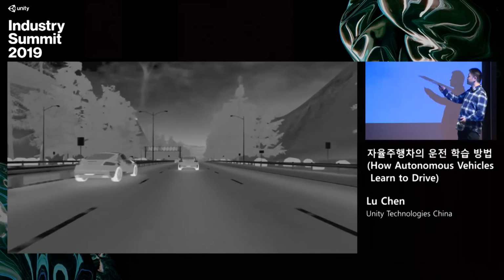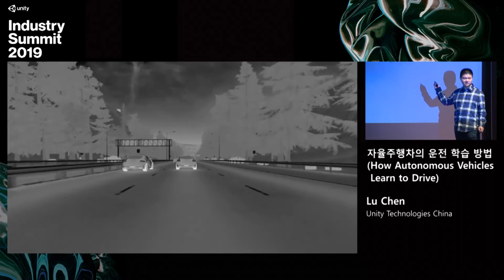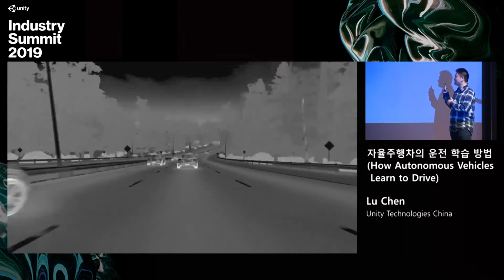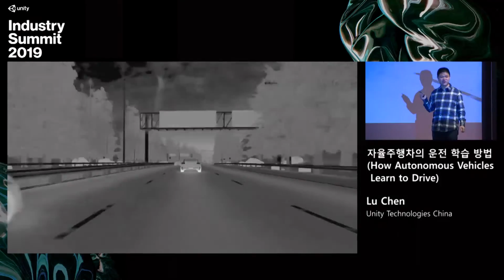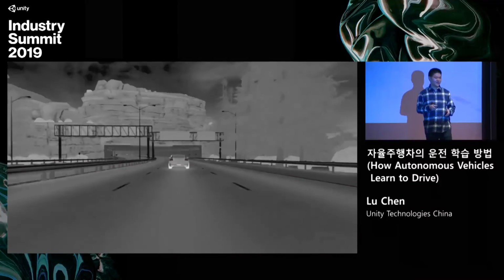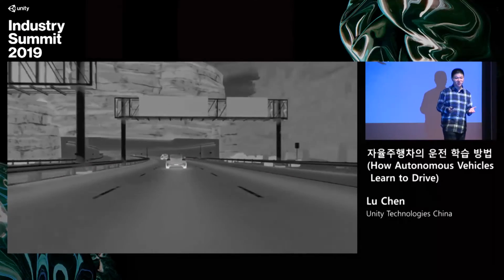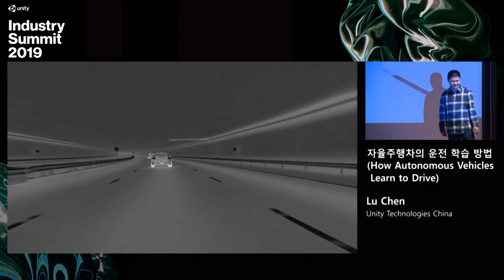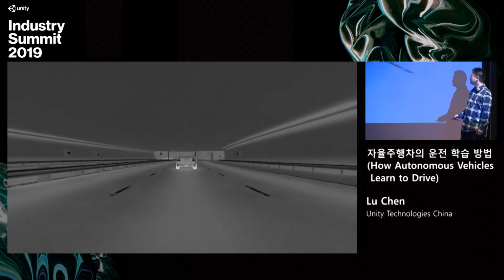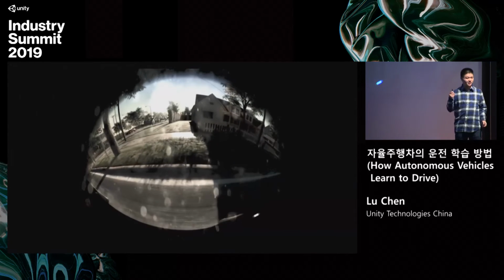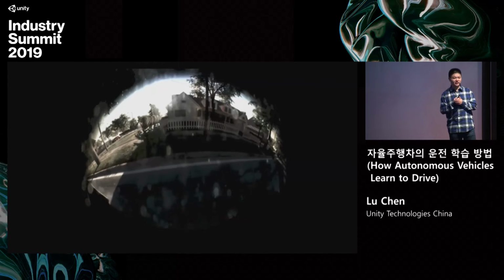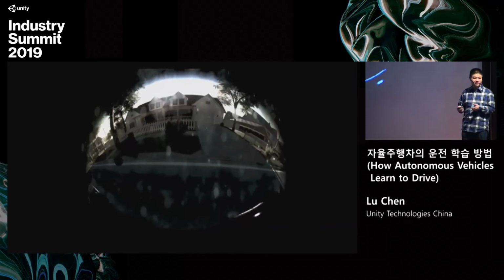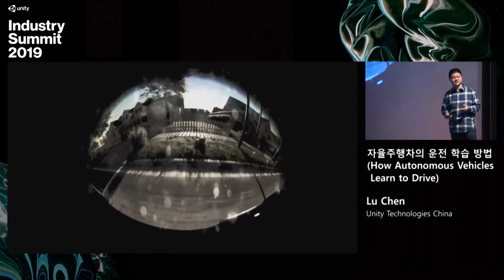Can anyone guess what sensor this is? It's actually a thermal infrared image. As you know, that is a very important sensor for a vehicle if you want to drive at night. And here is the simulation result for the fisheye camera. It is so realistic, even with some artifacts on the lens.